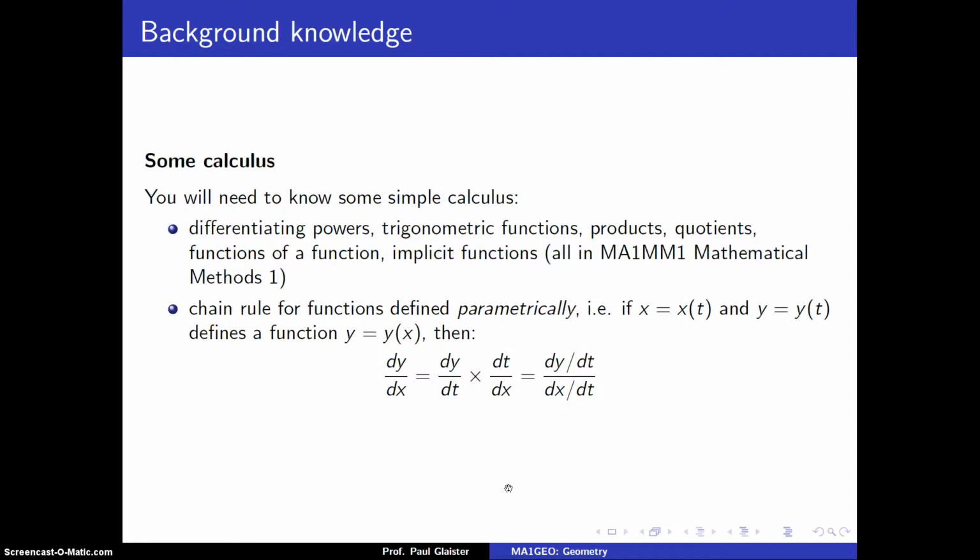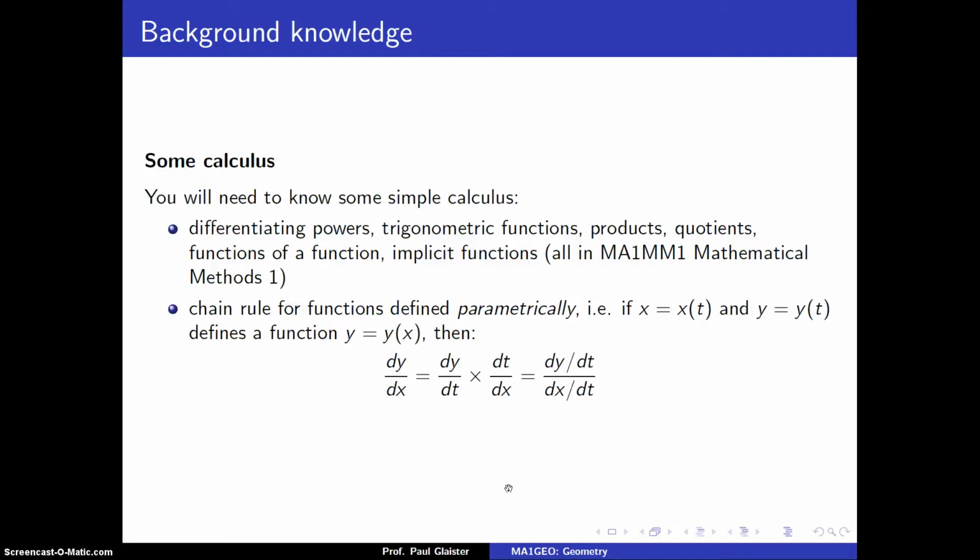So coming to the end of the background knowledge, I've talked here about some calculus that you will have seen before. It's also available in the mathematical methods module and also available in the calculus module, which you should all be doing. In particular, apart from standard differentiation that you've met before, simple polynomials, simple trigonometric functions, one result that we use quite a lot is the chain rule.